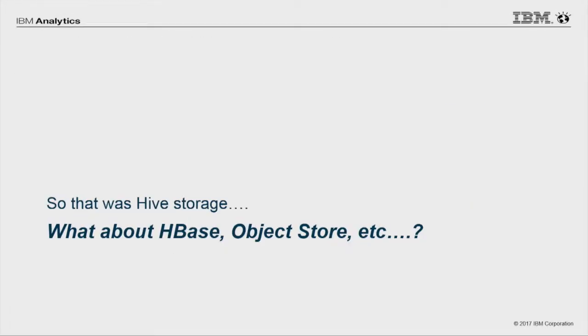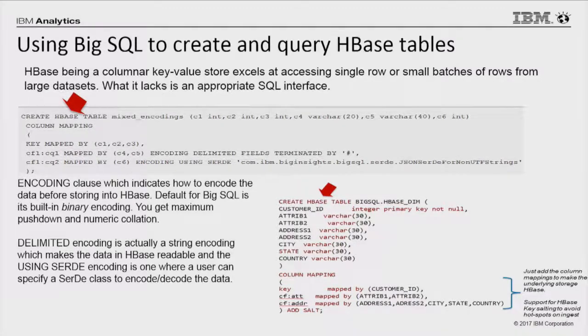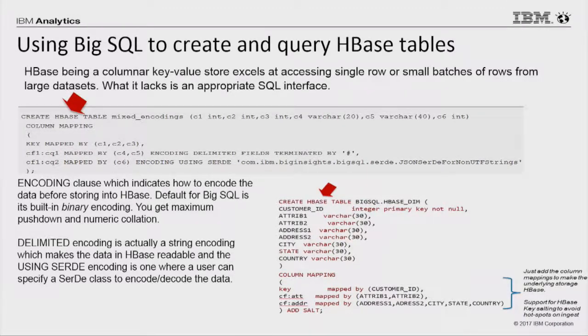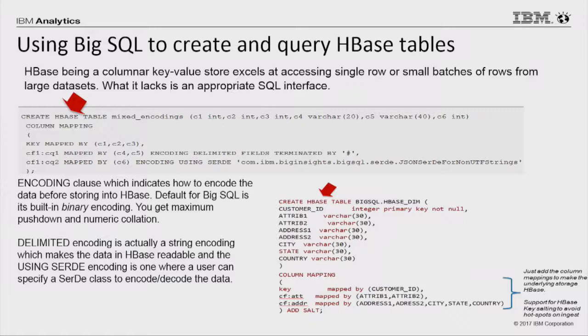So this is all about Hive, right? How about other storage models and processing frameworks? One of the other storage models that we went after was HBase. Essentially, you can create Big SQL tables against HBase. I'm not going to spend too much time on this, but this shows you the syntax you need to create an HBase table, a Big SQL table on HBase, which is very straightforward. Important to note is the encoding.